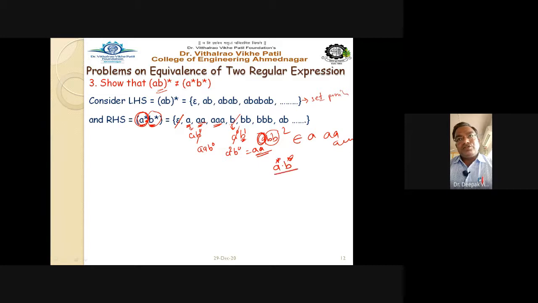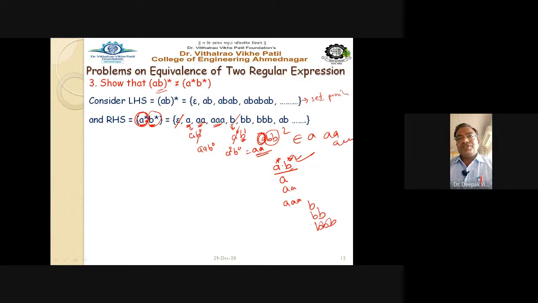So A star and B star: either you can have A, so B is 0, or you can have double A, again B is 0, or triple A, where you are keeping B as 0. Or you can make A as 0, meaning 0 occurrence of A means you have B. Again 0 occurrence of A means you can have double B because there is a star symbol, and triple B.